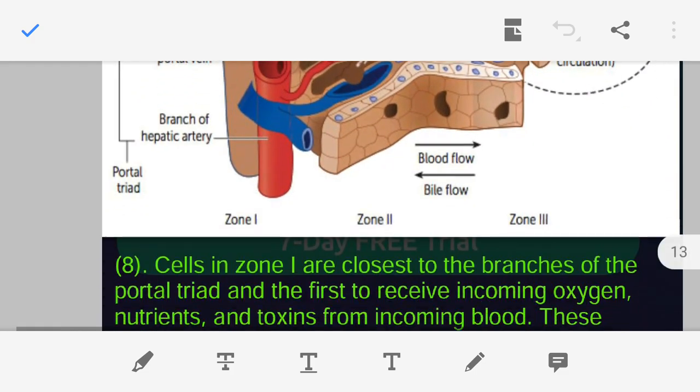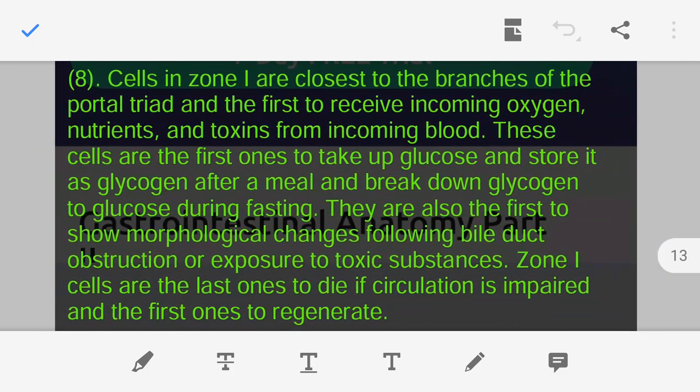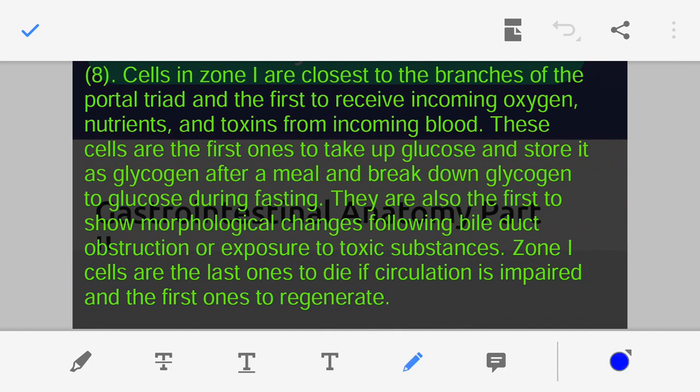So what are the characteristics of these zone 1 cells? These cells are very close to the branches of the portal triad, and that's why they are receiving the incoming oxygen from the blood. They also very quickly receive the nutrients from the branches of the portal triad, and from the blood they are also receiving toxic substances, and these toxic substances will be destroyed by the zone 1 hepatocytes.